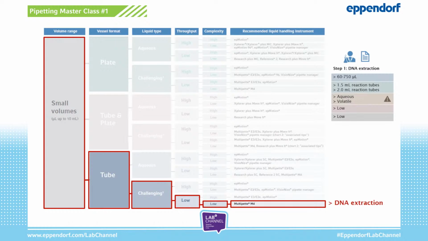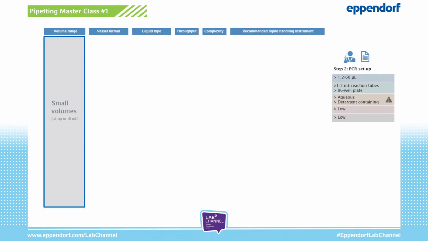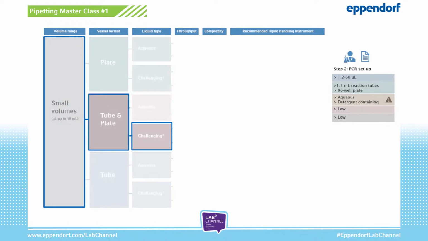Let's have a look at the second example. Again, we see the information about the PCR to be performed here on the right-hand side. So we are working with volumes up to 60 microliter, and accordingly, we select the selection chart for volumes up to 10 ml. In this case, we are working with both tubes and plates. We are working with challenging liquids, such as PCR master mix, which unfortunately tends to foam. But the throughput as well as the complexity is considered to be rather low.